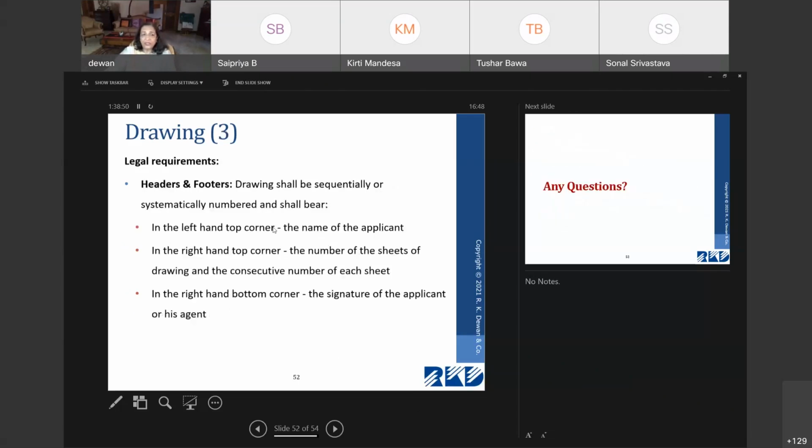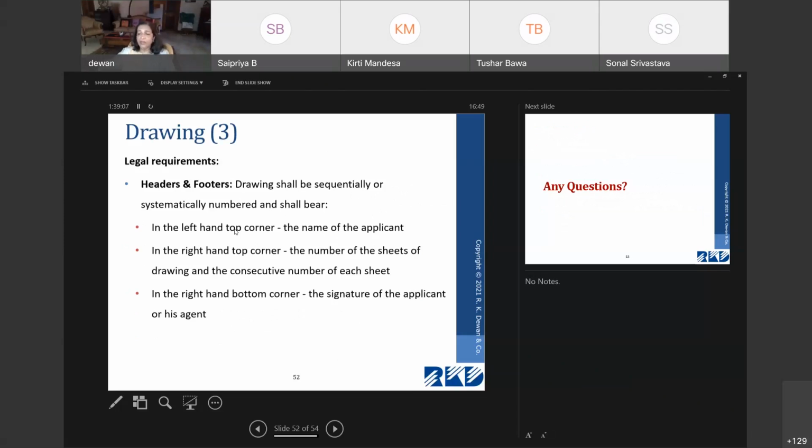Headers and footers in the drawings. We will be labeling them sequentially, systematically numbered. On the left-hand top corner, you have the name of the applicant. On the right-hand top corner, you have the number of sheets and also the consecutive number of each sheet.